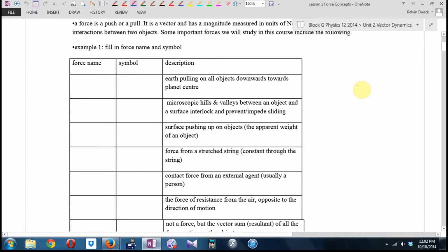What did we call the force that was the Earth pulling on all objects downwards towards the planet's center? What did we call that? And the symbol I use for that is F with a subscript of G. What was the force that we called the microscopic hills and valleys between an object and a surface that interlock and prevent it from sliding along the surface?